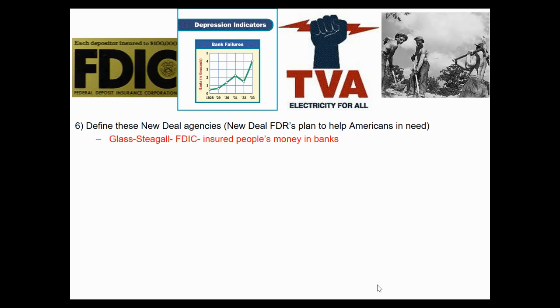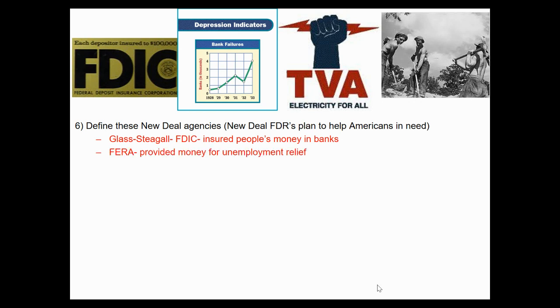You had Glass-Steagall and the FDIC. Now, what this did is insure people's money in the bank. So now if the bank goes out of business, your money doesn't disappear with it, right? And that was one of the biggest problems at the beginning of the Depression: with the stock market crash, banks crashed, and people's money vanished overnight. Now the government will insure your money if you put it in a bank, and this allows for the circulation of money.